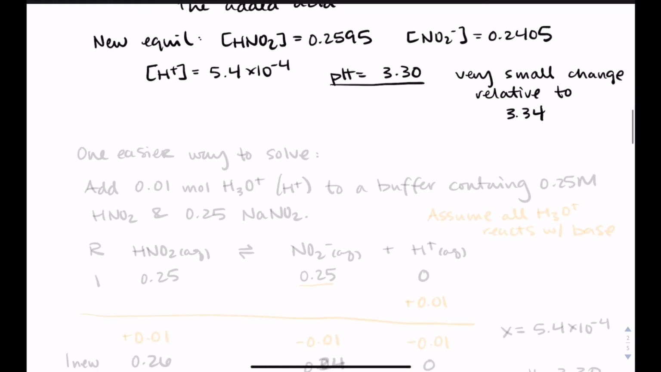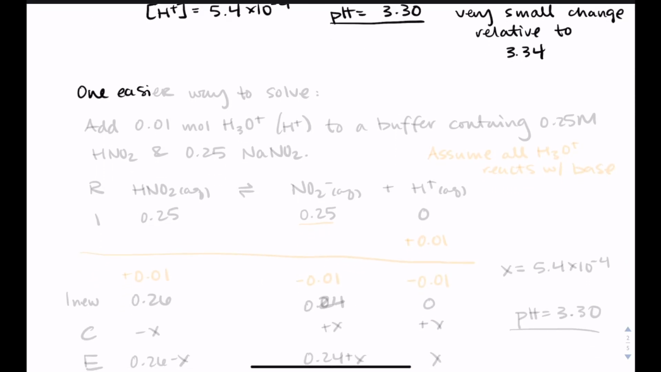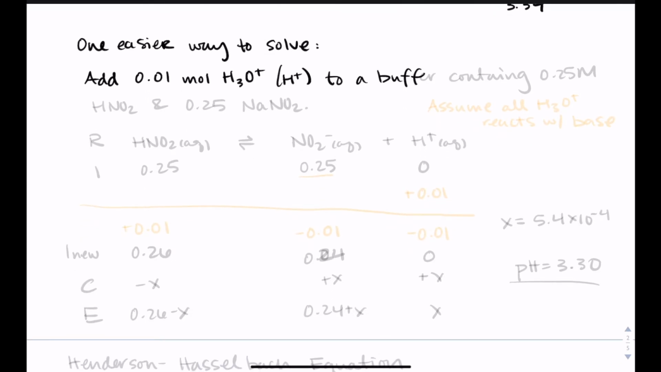Now, what if there was an easier way to solve? Here's one easier way to solve. It's still an equilibrium table, so there's an even easier one after this. But one easier way to solve is to have everything at the beginning. So let's say that our problem is that we have 0.25 molar HNO2 and 0.25 molar NaNO2, and we are going to add 0.01 moles of H3O plus to it.